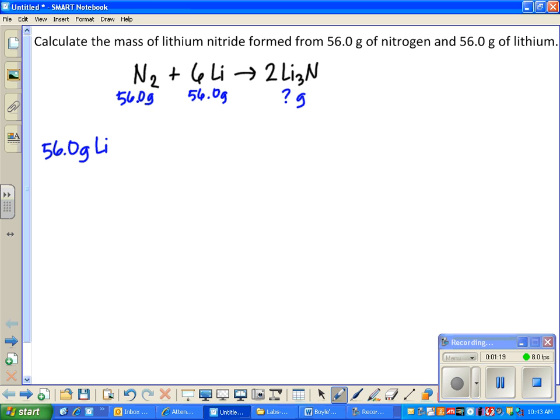56.0 grams of lithium. You want to have grams of lithium on the bottom, so it will cancel out. Moles of lithium on the top. For every 1 mole, there are 6.94 grams. Grams of lithium will divide out, and your moles of lithium are 8.07.